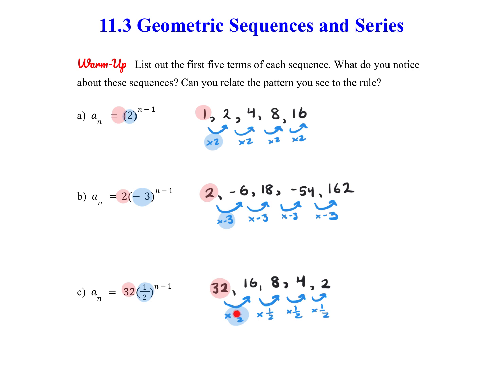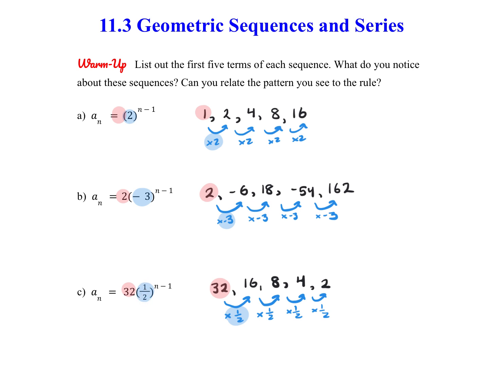The reason why I wrote it like this is because I noticed another pattern. I noticed that the number you multiply by is the number at the base of our exponential term. Times 2, this is a 2. Times -3, this is a -3. Times 1/2, this is a 1/2.